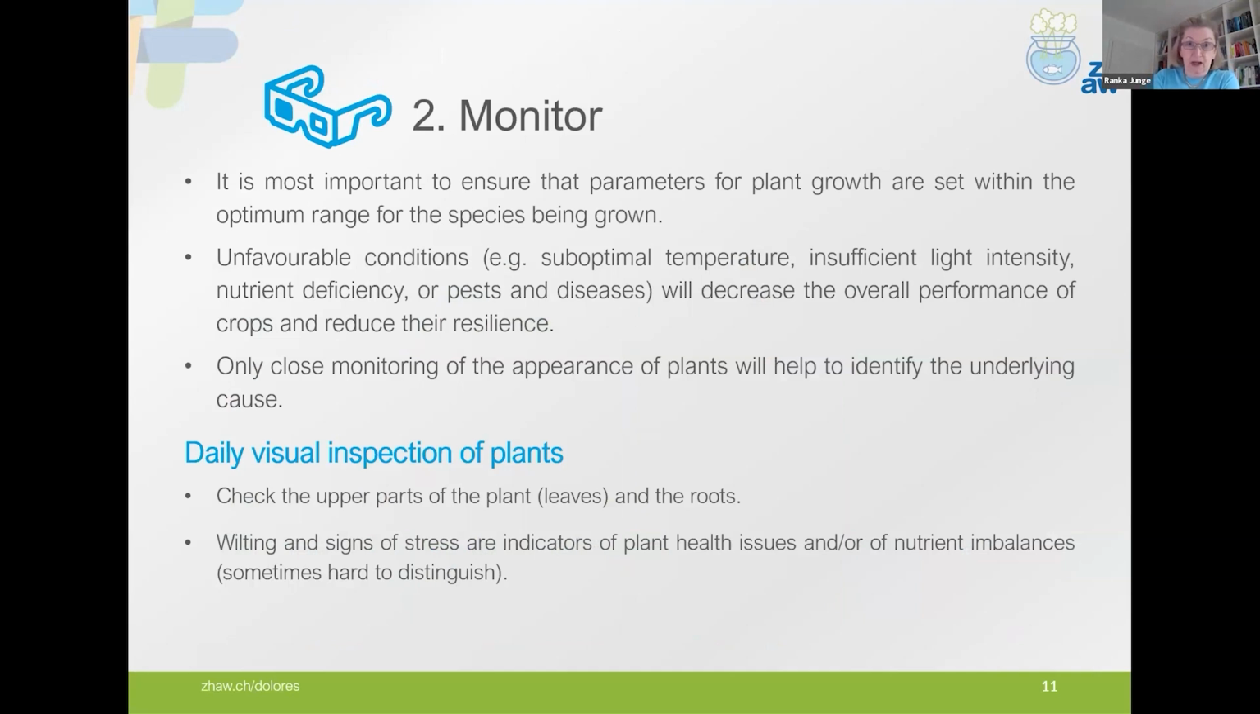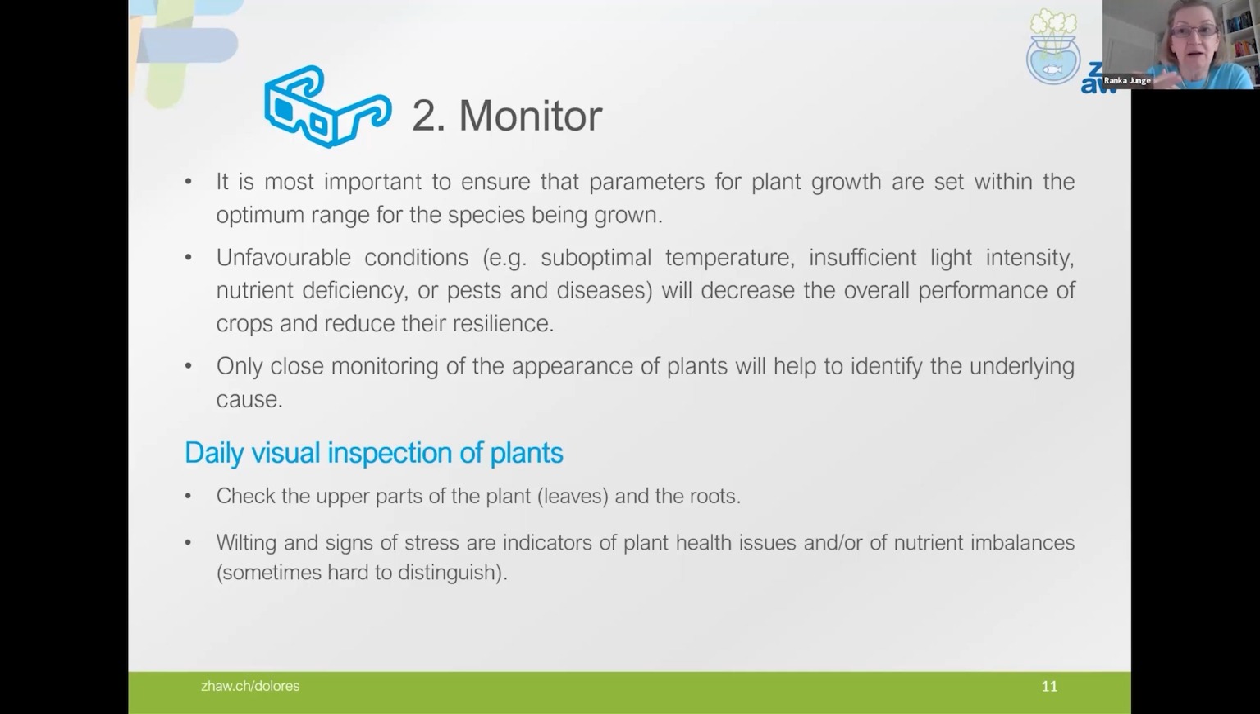Monitoring. The important parts of monitoring is that you look at the plant practically every day, and it is important also that the parameters for plant growth are set within the optimum range of species being grown. Unfavorable conditions will change the performance of crops and also reduce their resilience.